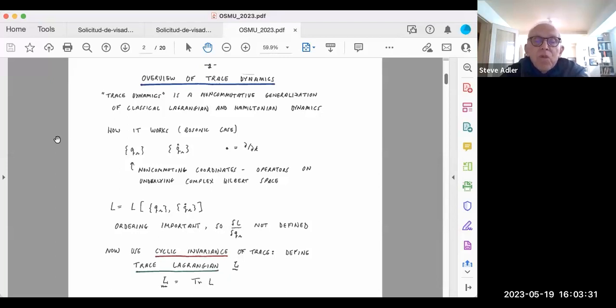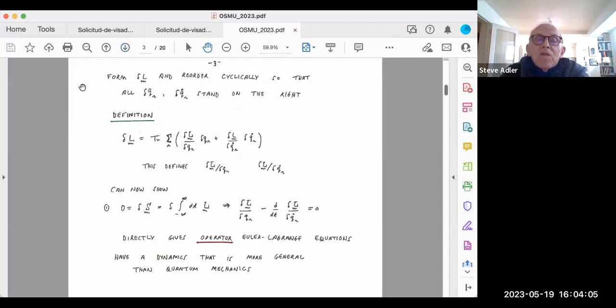If you form a Lagrangian of the q_r's and the q-dot_r's, the ordering is important because these are non-commutative. So the derivative of L with respect to q_r is not defined. But the idea here is to assume that everything is trace class, so that there's cyclic invariance under the trace. And we define a trace Lagrangian, boldface L, as the trace of the Lagrangian. Next slide, please.